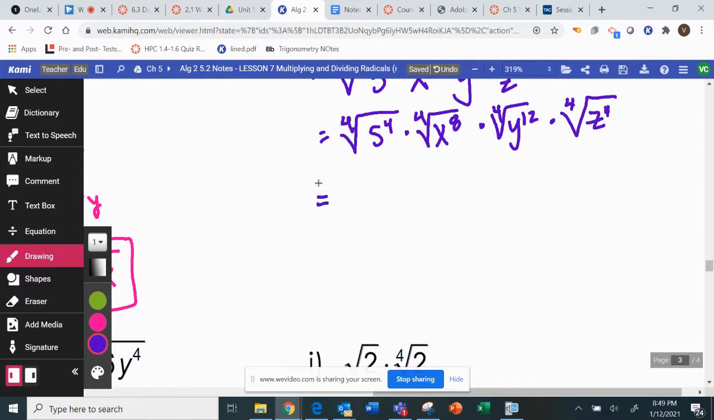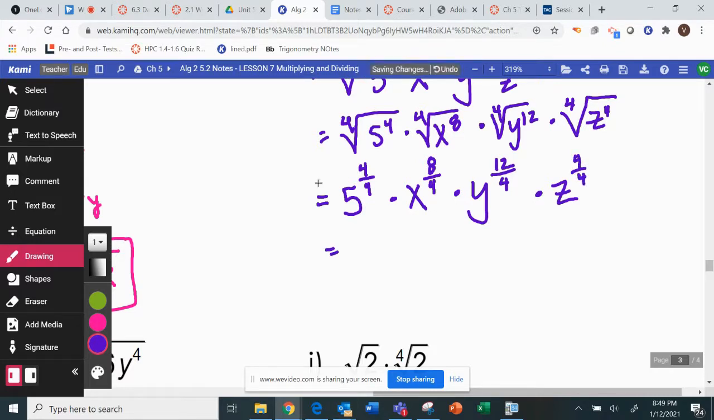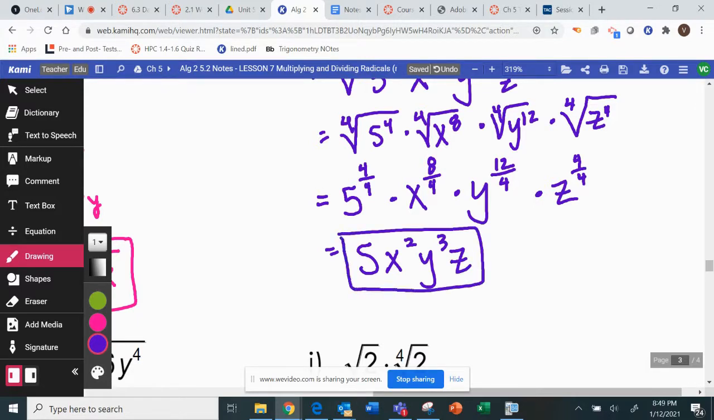And I'm going to change all of these, just for fun, into rational exponents. So I'm going to do 5 power of 4 over root 4 multiplied by x power of 8 over root 4 multiplied by y power of 12 over root 4 multiplied by z power of 4 over root 4. Now you can see they all simplify really easily. We get 5 x to the 2nd y to the 3rd, z. Simplified.